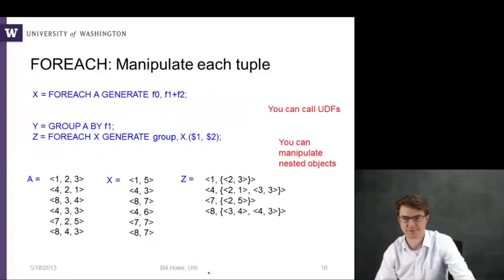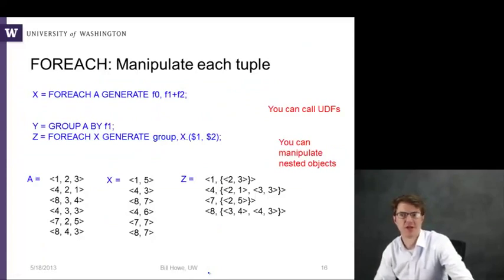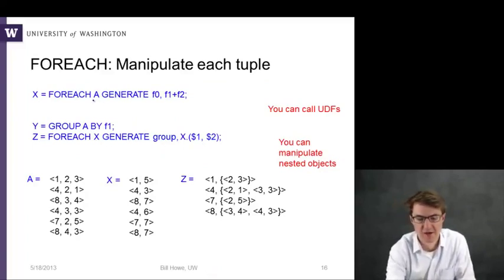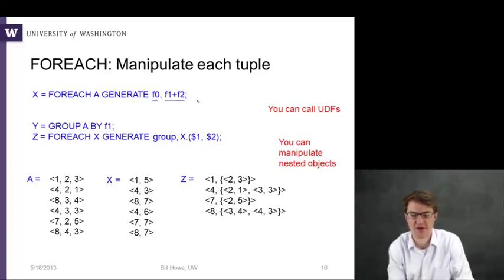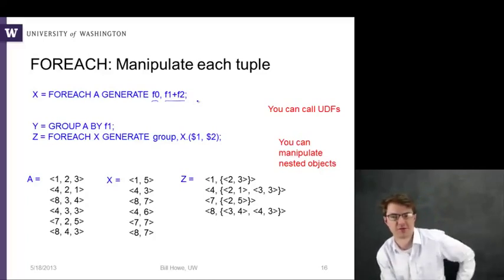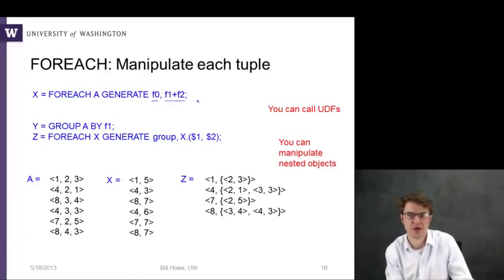All right. So the foreach command is almost certainly the most complex one. Here you're basically going to manipulate each tuple in a bag. So you write it like this. You'll say foreach A, generate something. And here we're generating a tuple with two fields. One is F0 and one is the sum of F1 and F2. And here you can call user-defined functions, or you can write other kinds of arithmetic expressions. You can do lots of things. Okay.